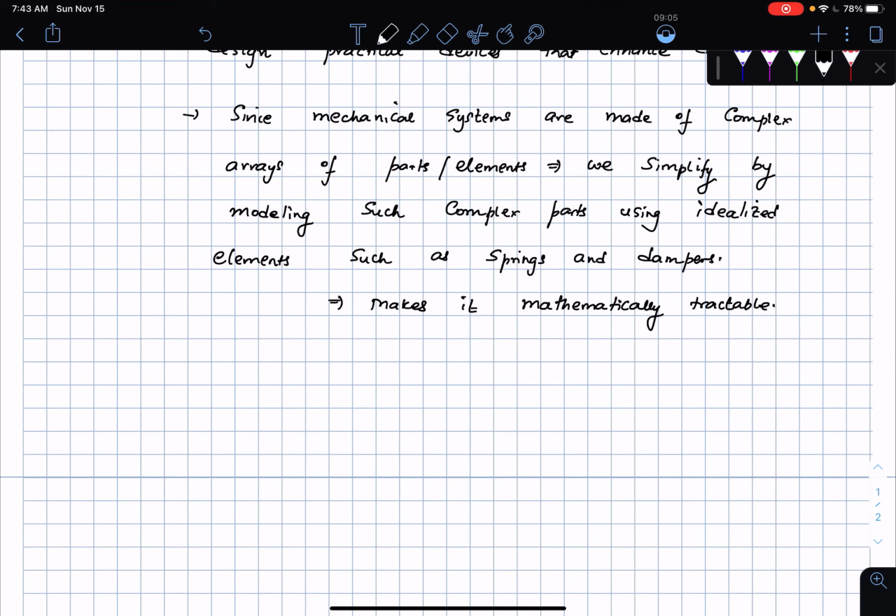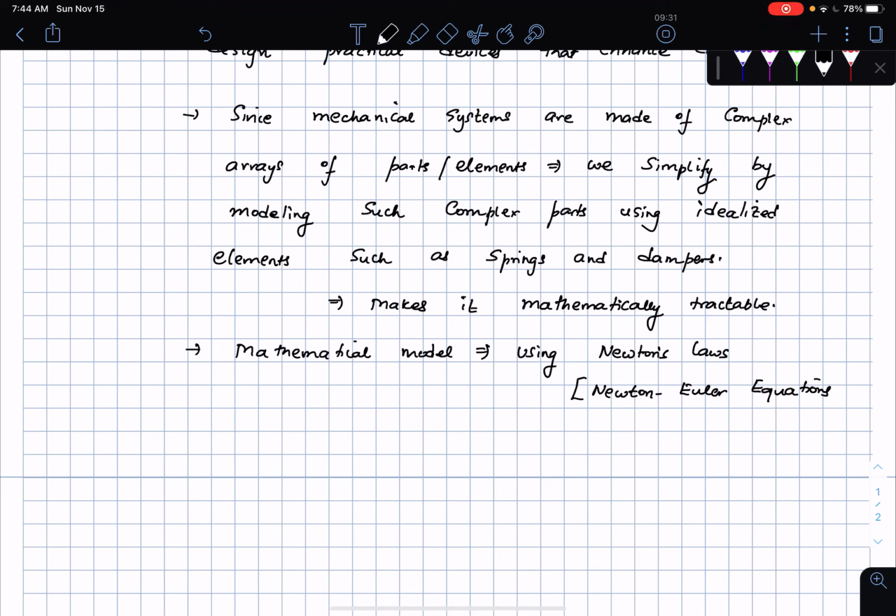Okay, the mathematical model is obtained by using Newton's laws, and if you have rigid bodies, then you'd be using the Newton-Euler laws as well. Newton-Euler equations. Okay, this is our typical aim, and in dynamics, in the course that you're studying right now, your aim is to come up with a mathematical model.